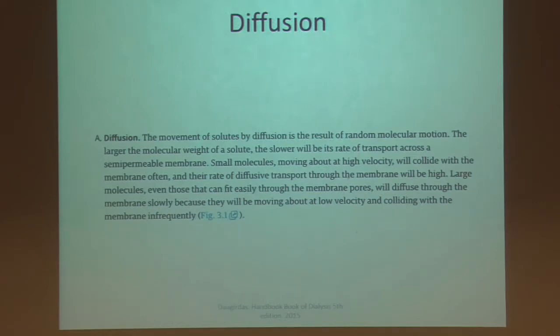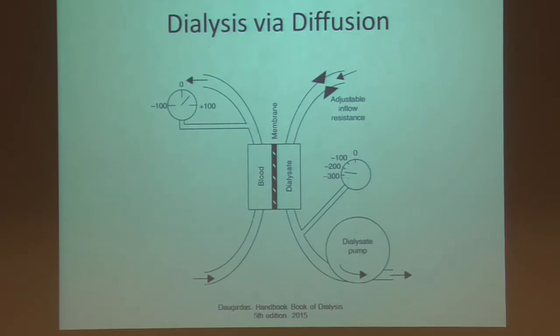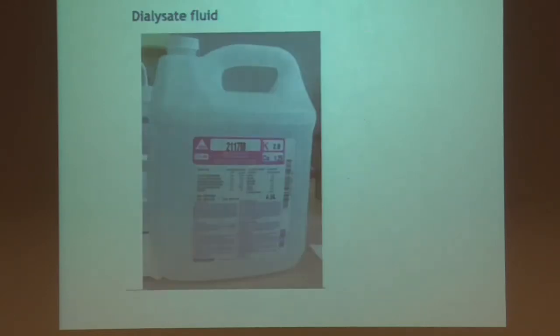It's a random movement of molecules through a membrane, basically from the more concentrated side to the less concentrated side, which I think everyone probably remembers from chemistry. Essentially, it's pretty simple. You run your blood through here, your dialysis flow runs opposite, countercurrent. There's your membrane, and then you get dialysis right there.